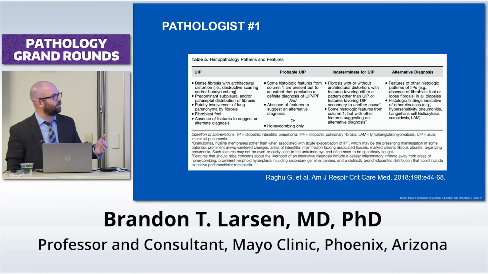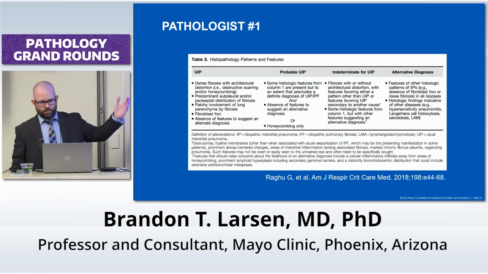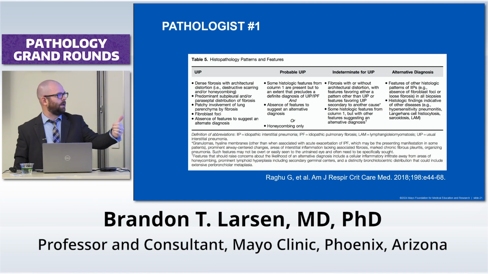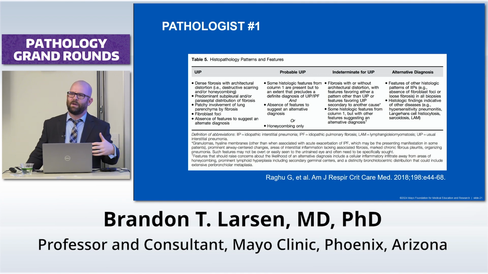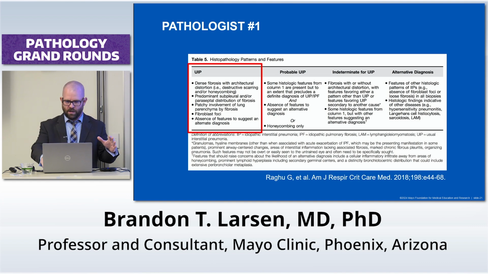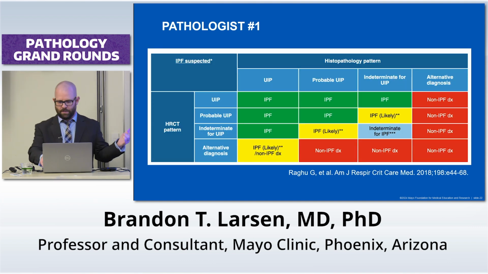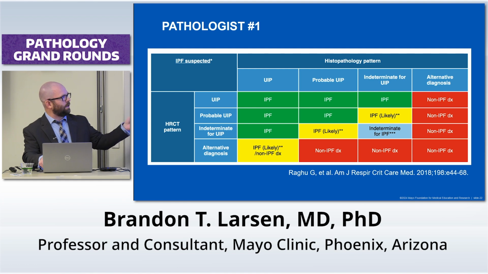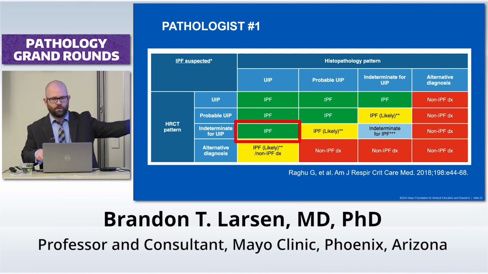So the first pathologist looks at this case and says, well, the process has dense fibrosis with architectural distortion, maybe honeycombing. There's predominant subpleural and paraseptal distribution of the fibrosis. The process is patchy, it's heterogeneous, there's fibroblast foci, there's a single granuloma, but the patient has GERD and maybe is aspirating a little bit. I'm going to let that go. I'm going to sweep that under the rug because everything else here is perfect for UIP. I'm going to diagnose that as UIP. And then this ends up getting input into the schematic. The high-resolution CT was indeterminate, but the histopathology was UIP. That patient's going to get diagnosed with IPF.